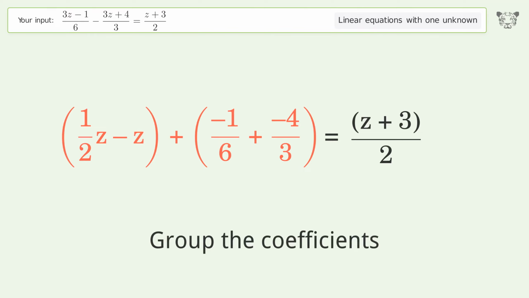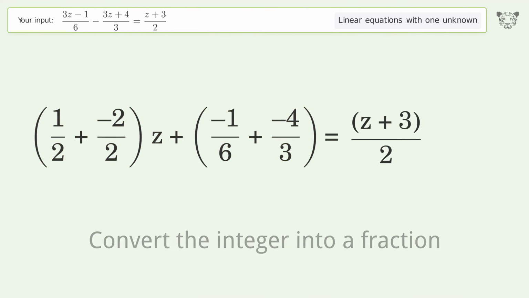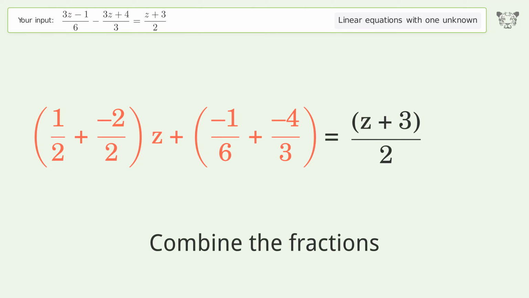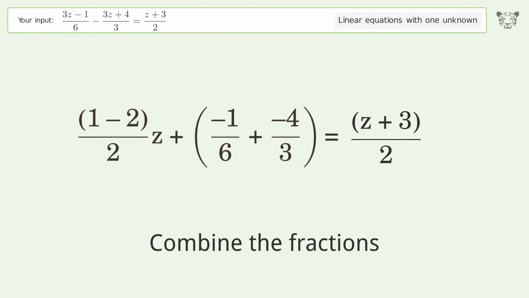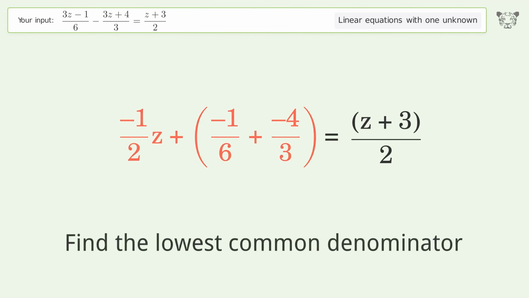Group the coefficients. Convert the integer into a fraction. Combine the fractions. Combine the numerators. Find the lowest common denominator.